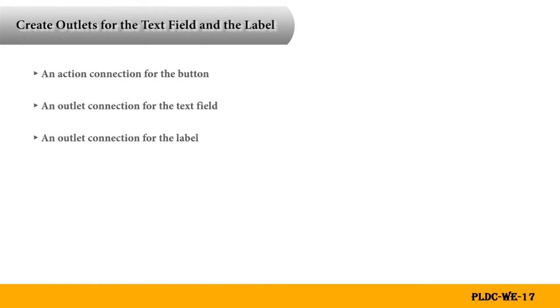At this point in the tutorial, you've created a total of 3 connections to your view controller: an action connection for the button, an outlet connection for the text field, and an outlet connection for the label. You can verify these connections in the Connections Inspector.